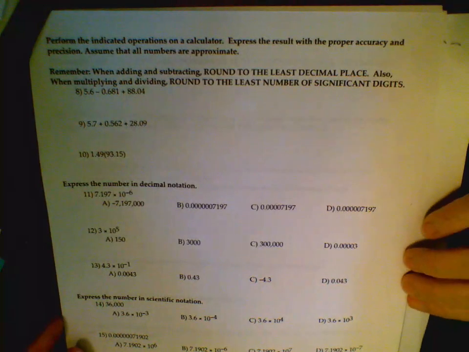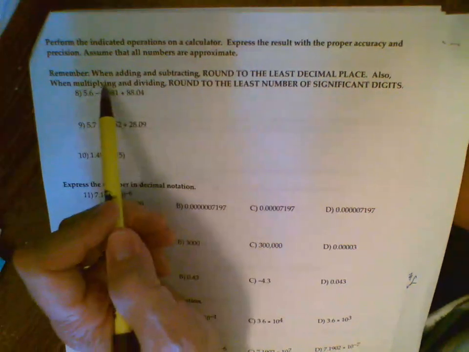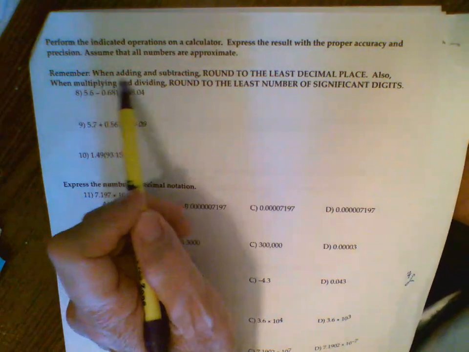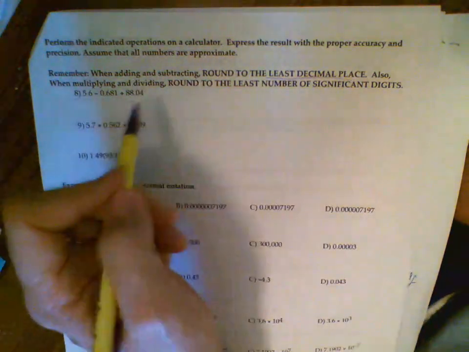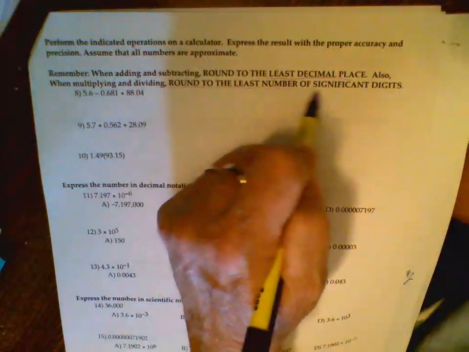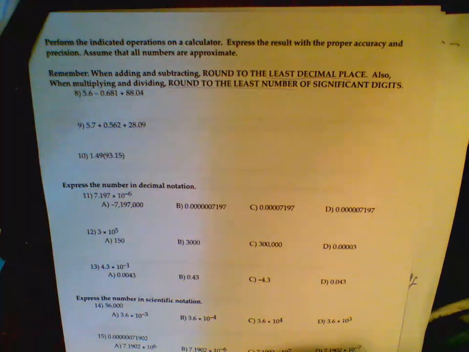Okay, I'd like to talk about adding and subtracting measurements or approximate numbers. Noticing the directions here, remember when adding or subtracting, you round to the least decimal place. And when multiplying and dividing, you round to the least number of significant digits. And this is very important. This is how you're going to perform these operations.